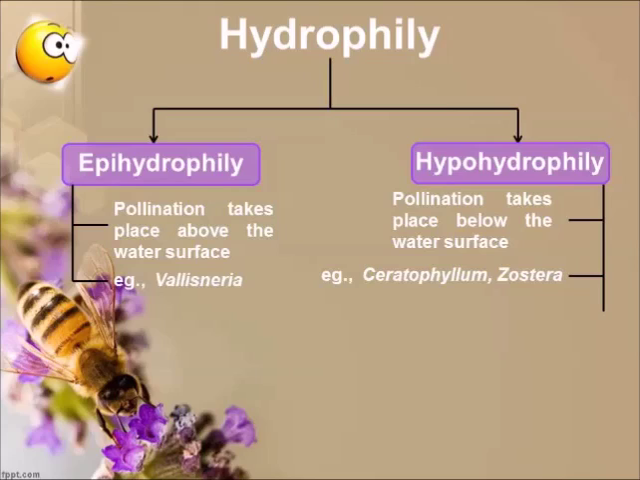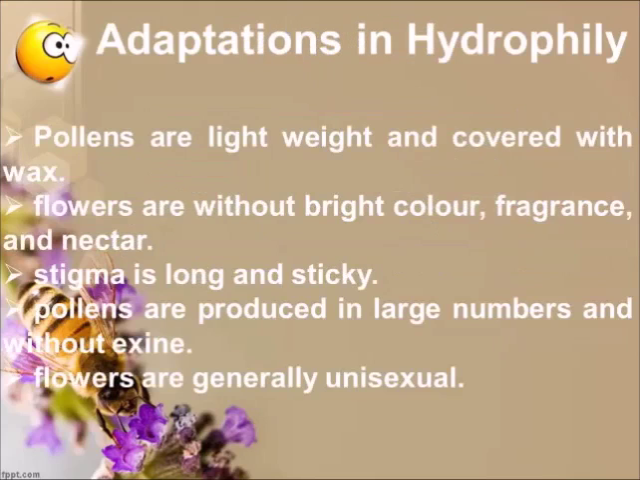Vallisneria commonly shows epihydrophily. On the other hand, hypohydrophily refers to pollination taking place below the water surface. Plants like Zostera and Ceratophyllum show hypohydrophily. Now, in order to facilitate pollination by water, plants must possess certain adaptations.